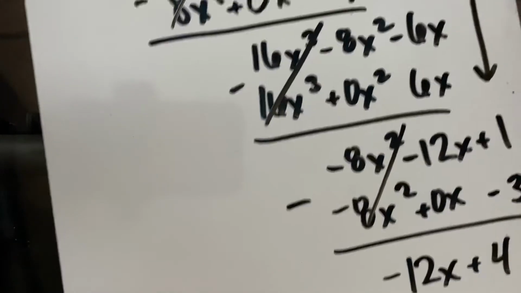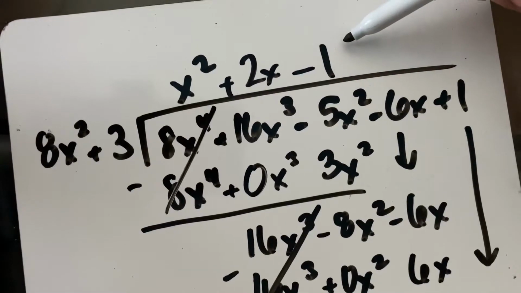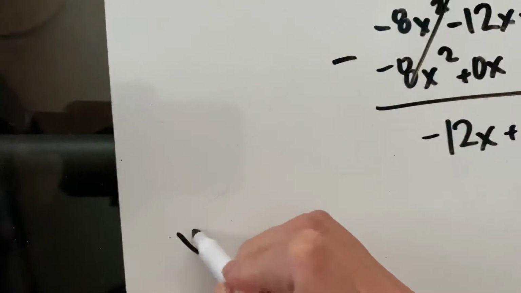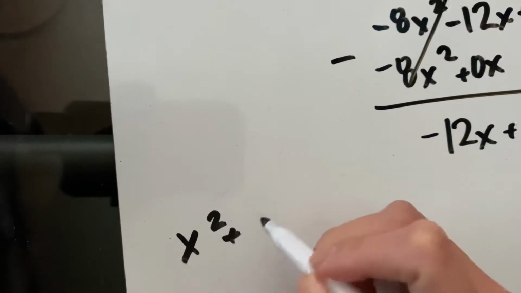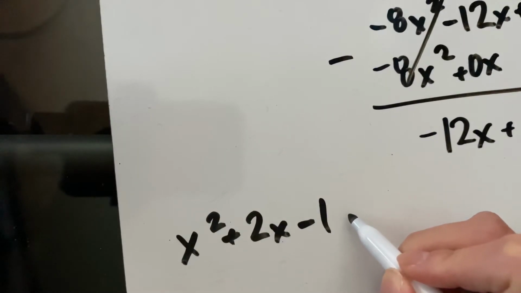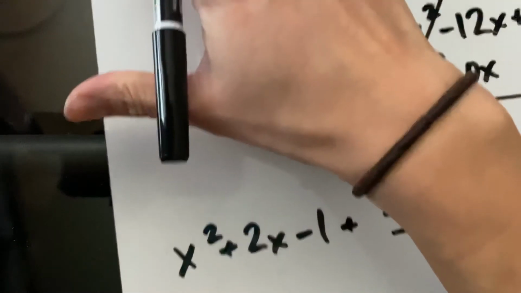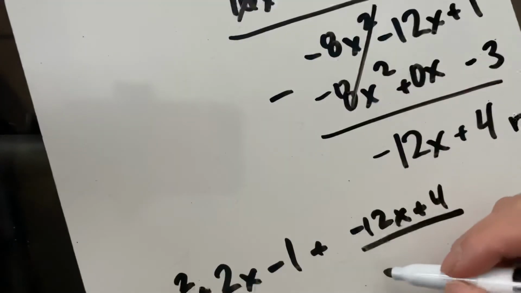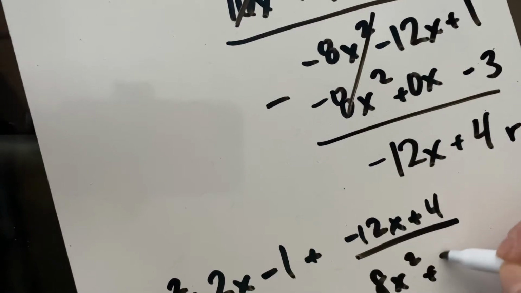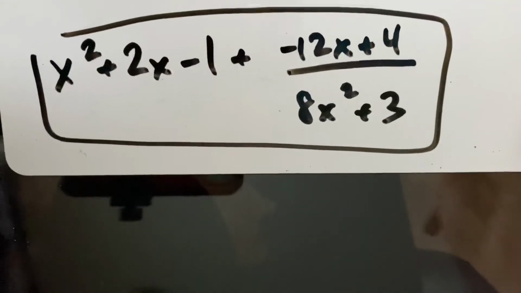And so our final answer is this term up here, this polynomial plus its remainder. So it looks like this. Final answer. It was x to the second plus 2x minus 1. So with this remainder, we have plus negative 12x plus 4 all over this term here. This polynomial, 8x plus 3. So this would be the final answer written. Here we go.